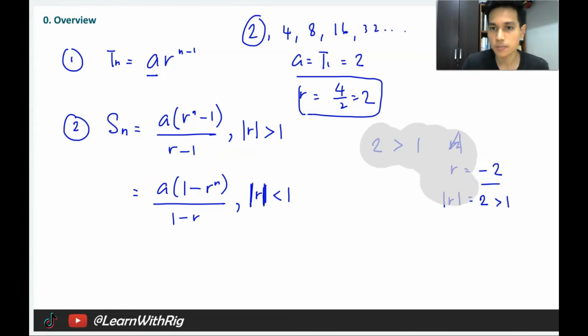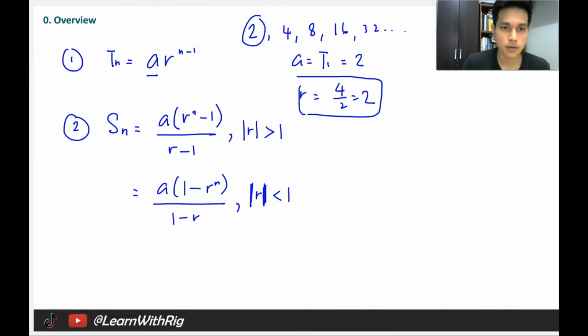Now, there is one special formula specifically for geometric, and that is the third one here, which we call the sum to infinity. So this is when, for example, you have this sequence: 2, 4, 8, 16, 32, and let's say this sequence doesn't stop. It just keeps going until infinity. So the question will ask you, what is the sum of all the numbers? That is what we use the sum to infinity for.